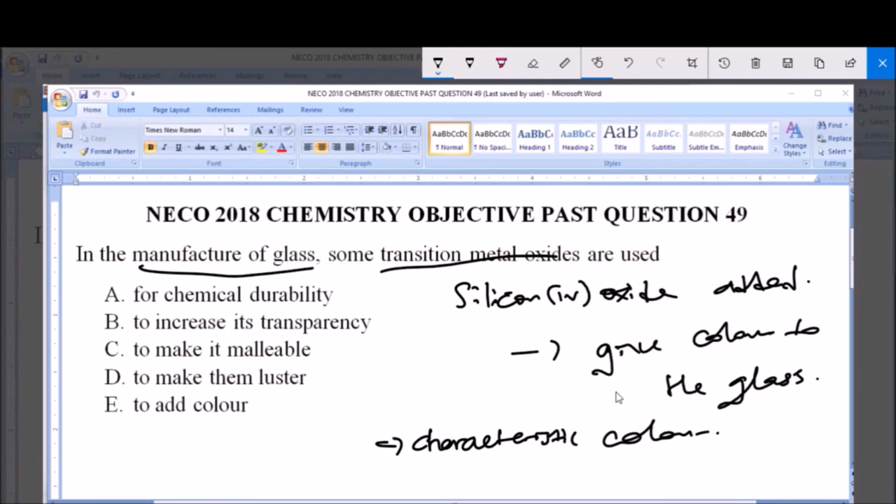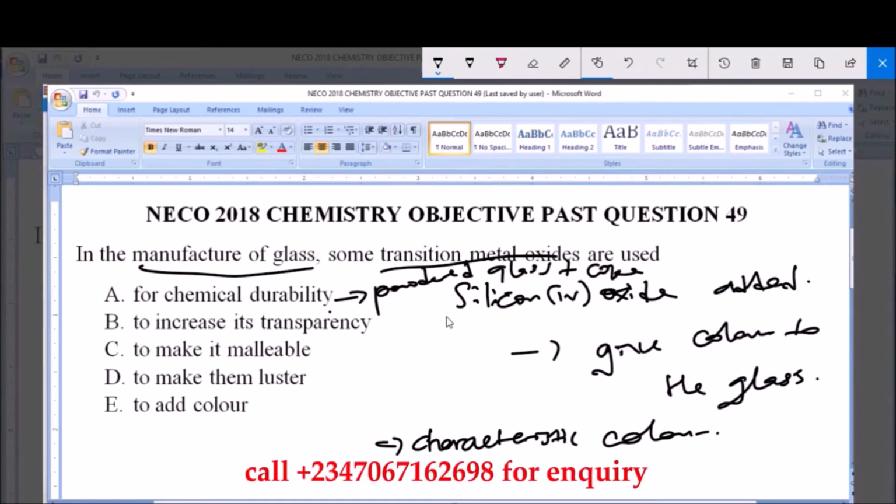Now option A is for chemical durability. This is achieved when powdered glass plus coke are added.